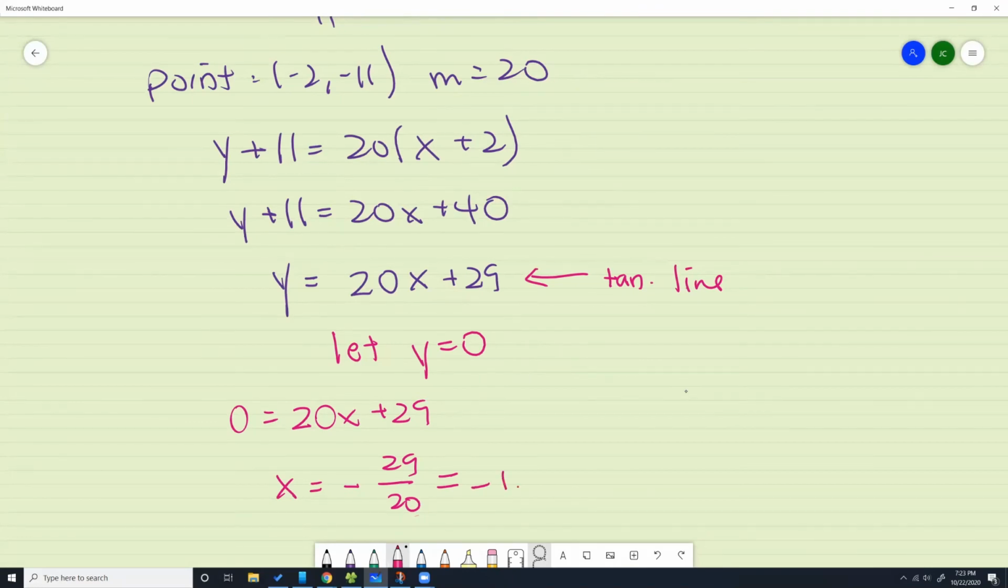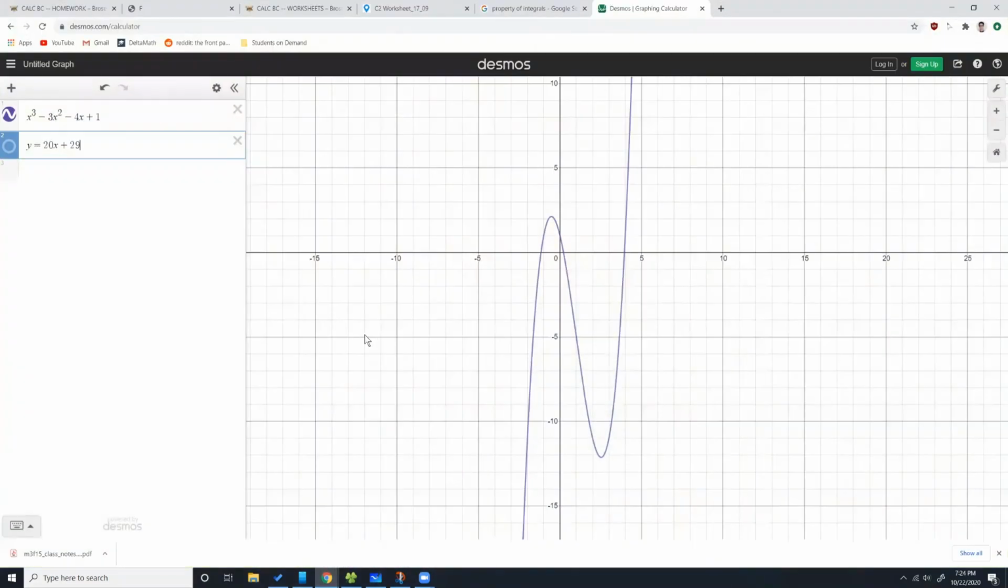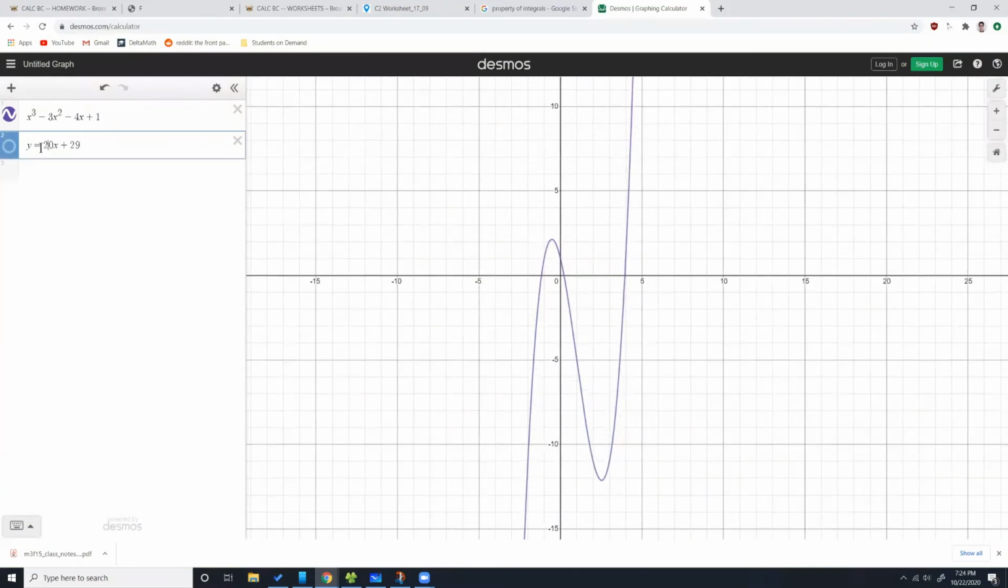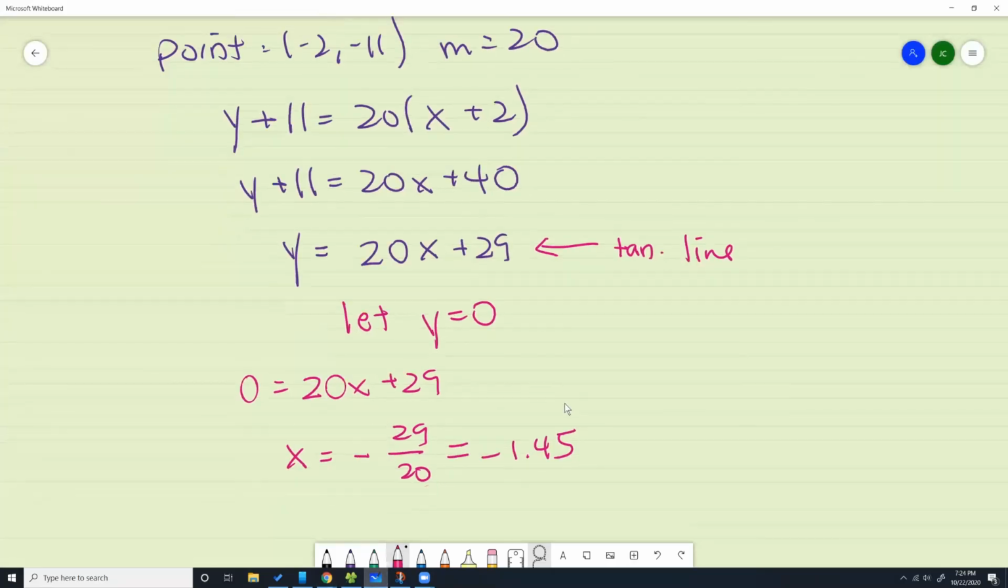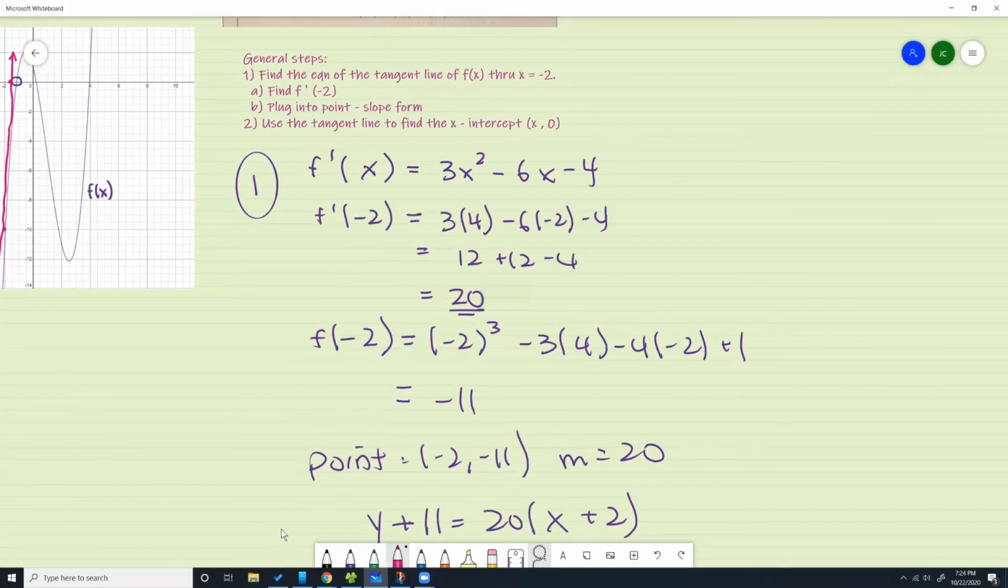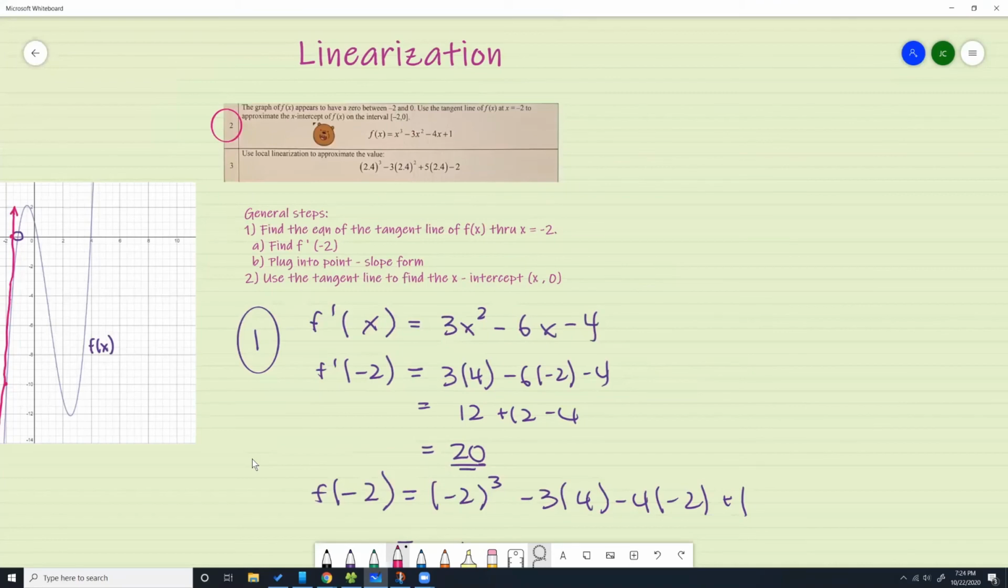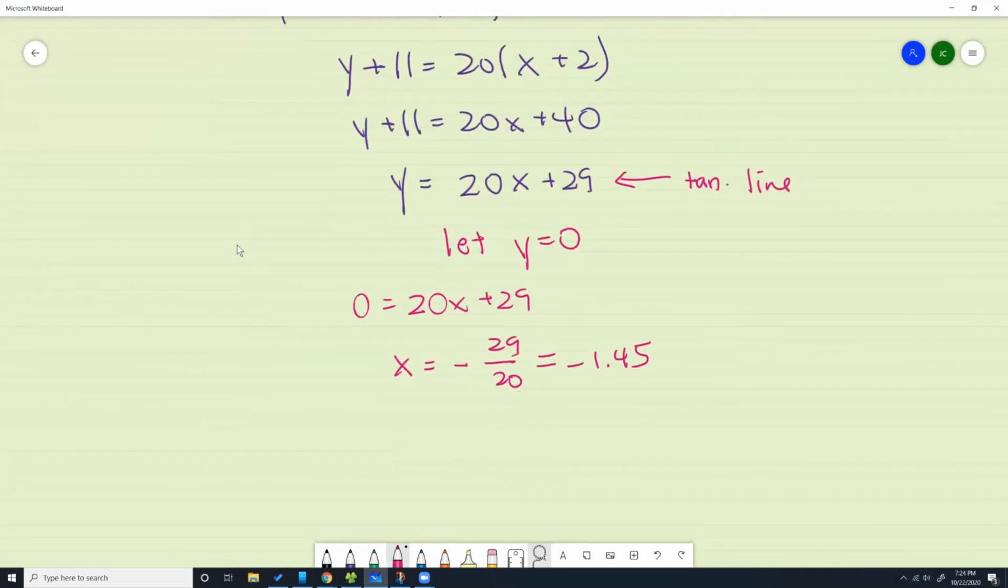It's going to be -1.45. If you want to check on Desmos, this is my tangent line. The tangent line will cross through the x-axis at negative 1.450, which is what we got. Okay. And there it is.